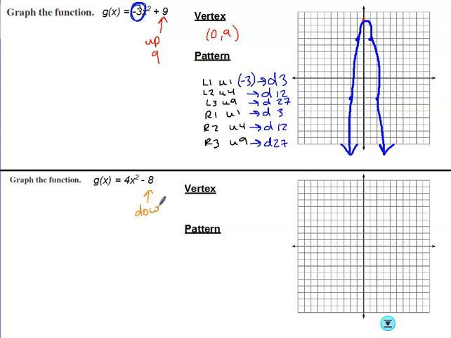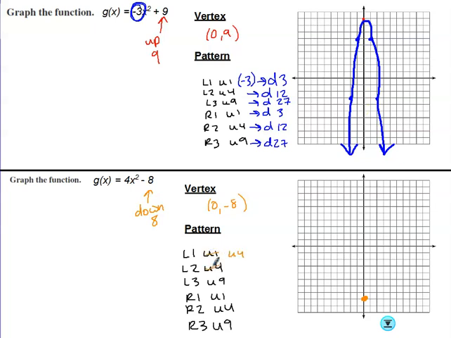My last one is getting shifted down 8, so my vertex is at the point 0, negative 8. And then my pattern, I start with my normal pattern, and then we are going to multiply because there is multiplication in my expression. There's a coefficient of 4 in front of my x squared, so I'm going to go through and multiply everything by 4. So I end up with up 4, up 16, up 36, up 4, up 16, and up 36.